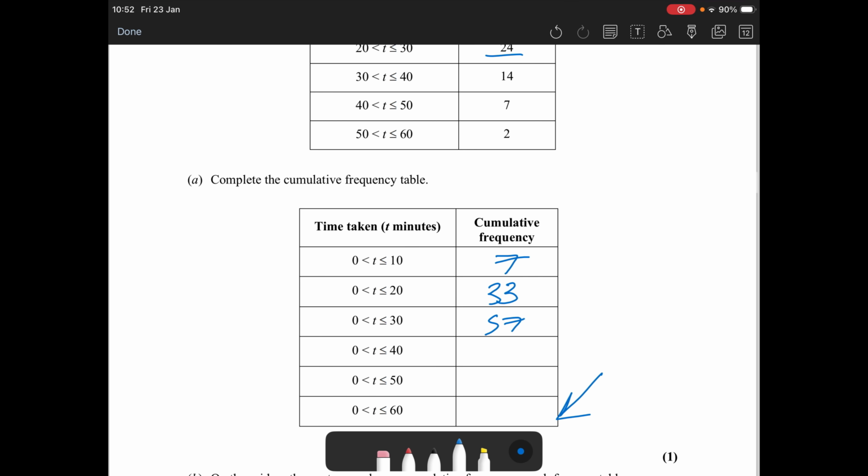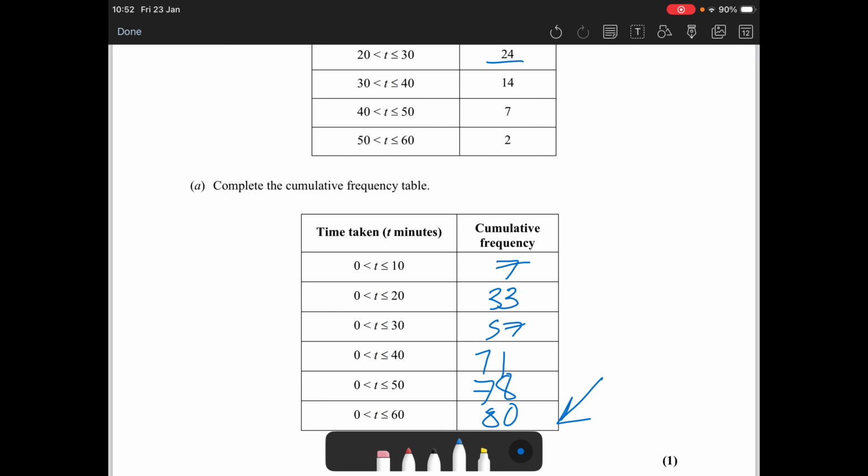I can then add 14 onto that, which would give me 71. Plus 7 is 78. And obviously plus 2 at the end is 80. Okay.